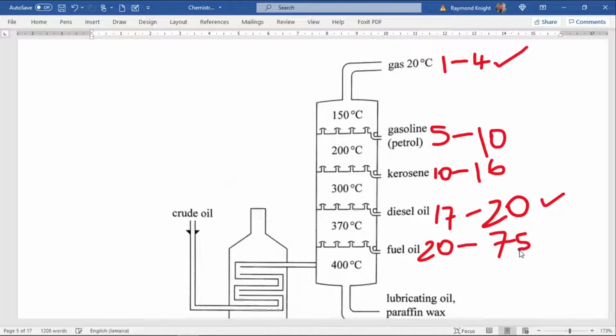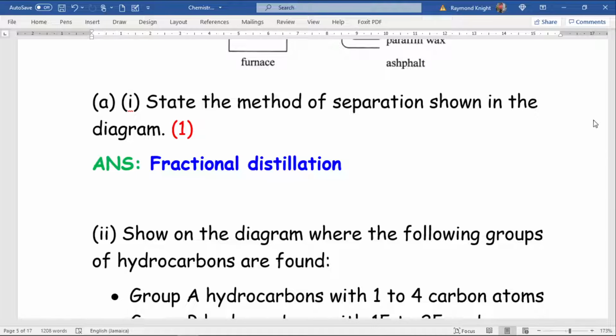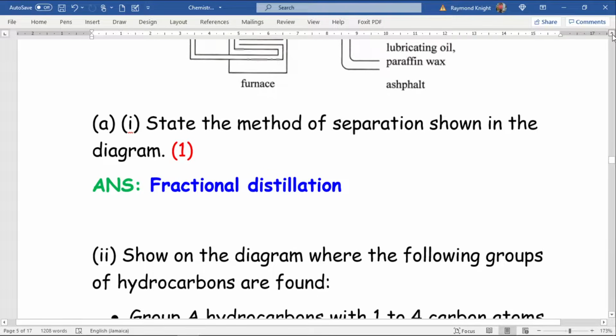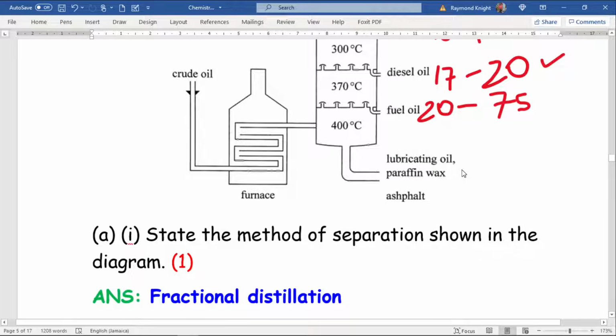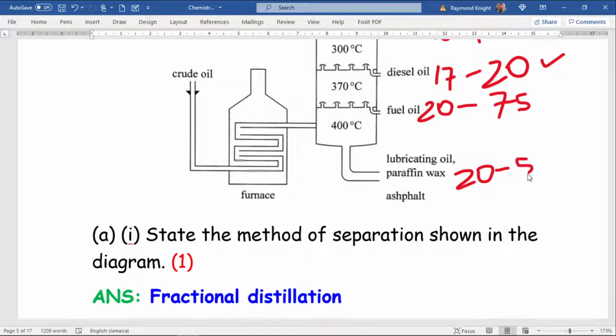But for the fact they said 15 to about 25, that means diesel oil is the most suitable answer for that. And right here are lubricating oils, which generally start at about 20 as well and go up to about 50 or thereabouts. So great, that's how we have it there.